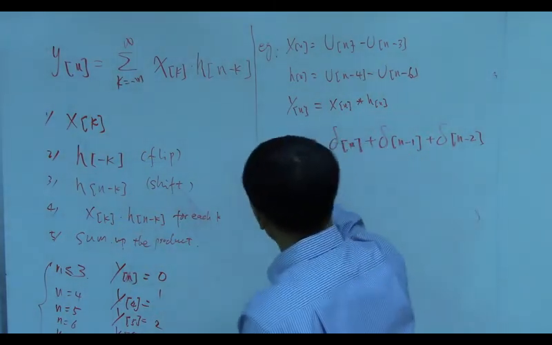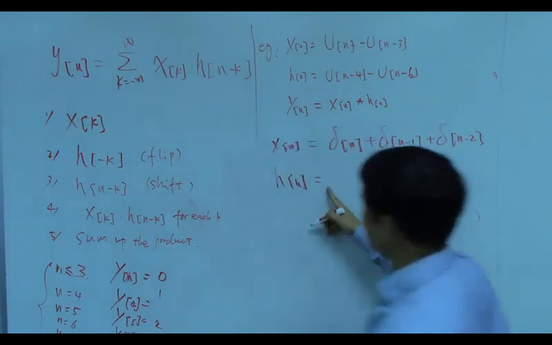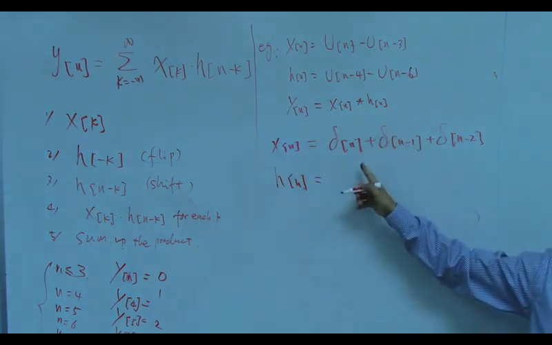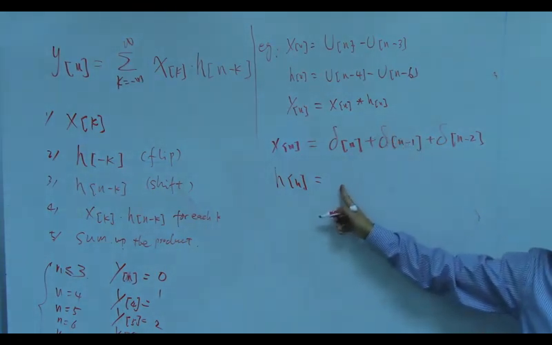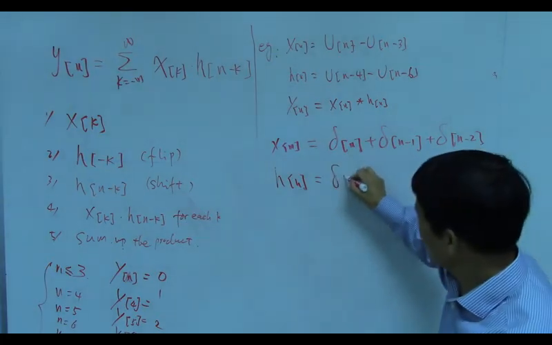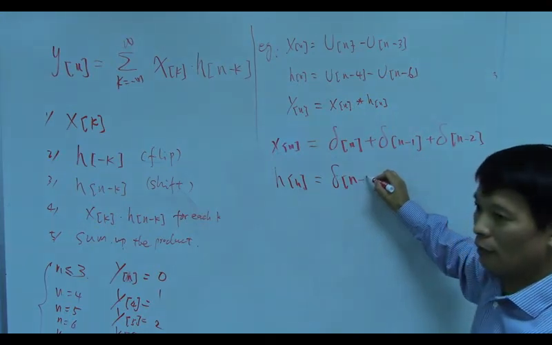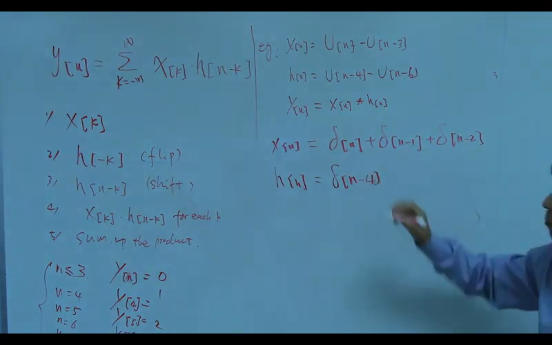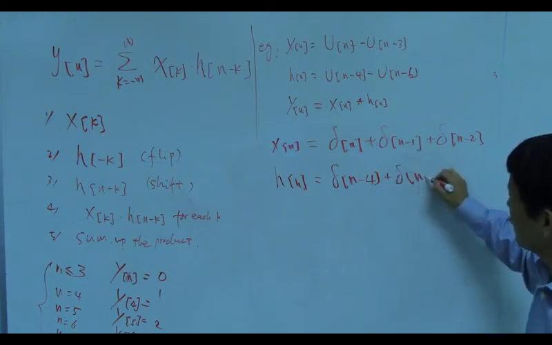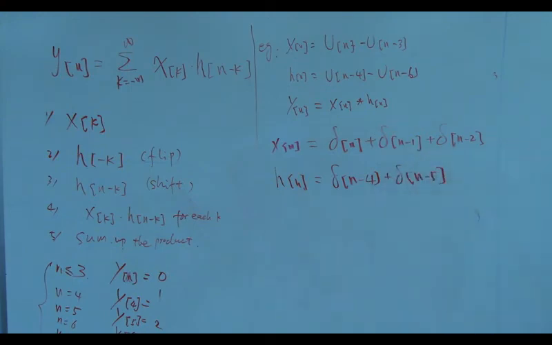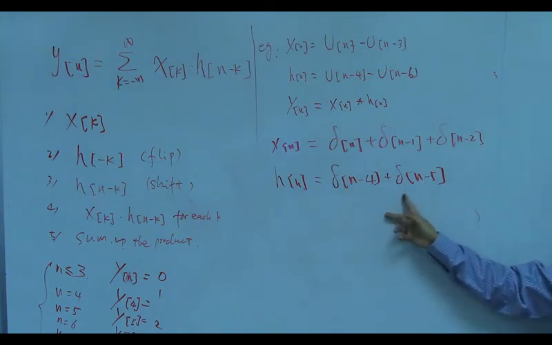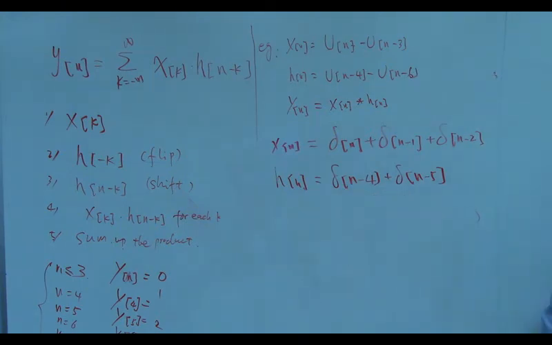What is h[n]? If you said yes, then you should be able to write. What is here? Delta[n minus 4], right? Plus delta[n minus 5]. That means the value equals 1 when n equals 4, and equals 1 when n equals 5. That gives us 2 spots.